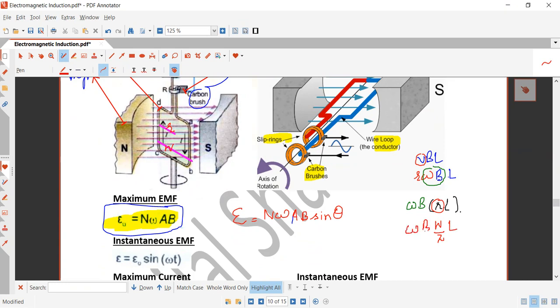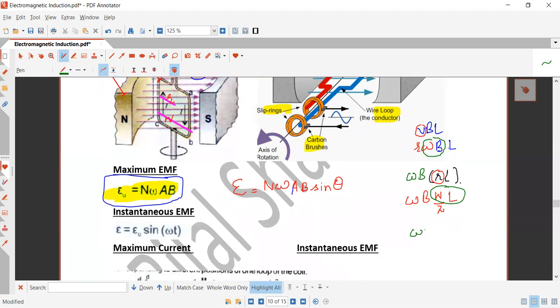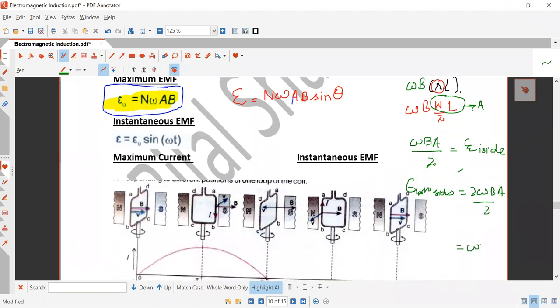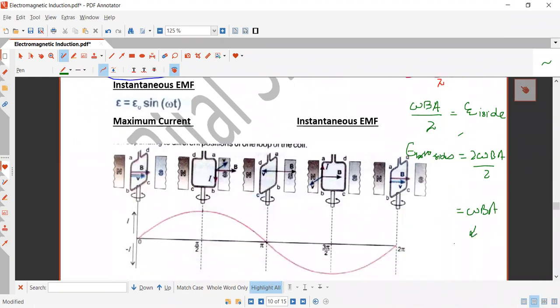Then omega B, so this is the EMF, and what is this thing? Omega L. W L is the area. So the formula will become omega B A divided by 2. So this will be the EMF in one side, right? So in two sides, it will be double of that, which is 2 times omega B A over 2. So it is going to become omega B A. But this is for one turn of the coil.